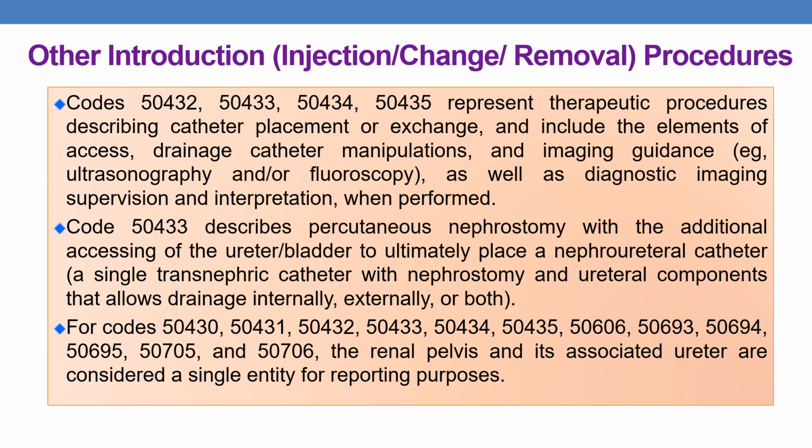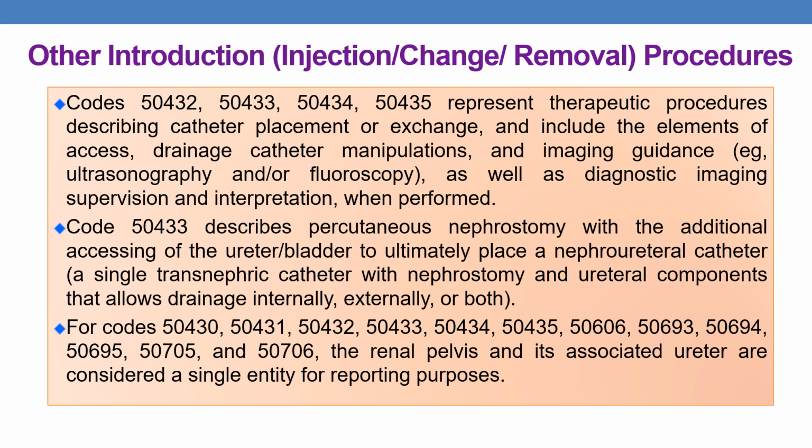Codes 50432, 33, 34 and 35 represent therapeutic procedures describing catheter placement or exchange and include the elements of access, drainage, catheter manipulations and imaging guidance, for example ultrasonography and or fluoroscopy, as well as diagnostic imaging supervision and interpretation when performed. And the code 50433 describes percutaneous nephrostomy with the additional accessing of the ureter or bladder to ultimately place a nephroureteral catheter, a single transnephric catheter with nephrostomy and ureteral components that allow drainage internally, externally or both. And the codes 50430, 431, 432, 33, 34, 35, 606, 693, 694, 695, 705 and 706.